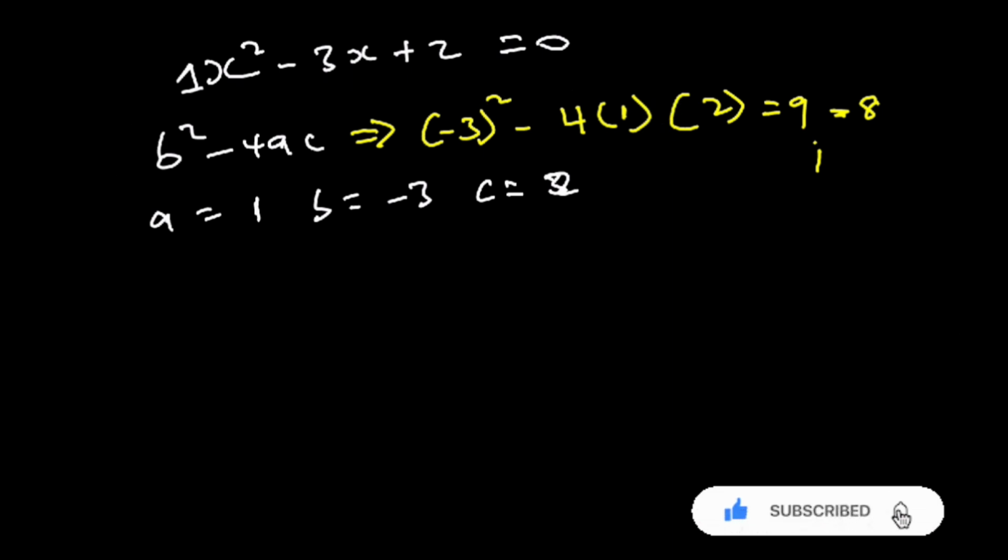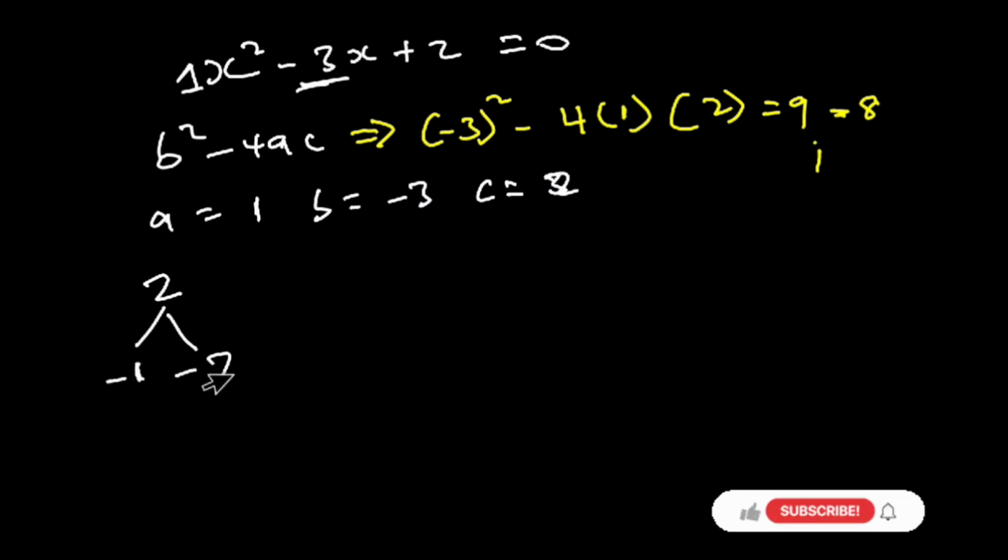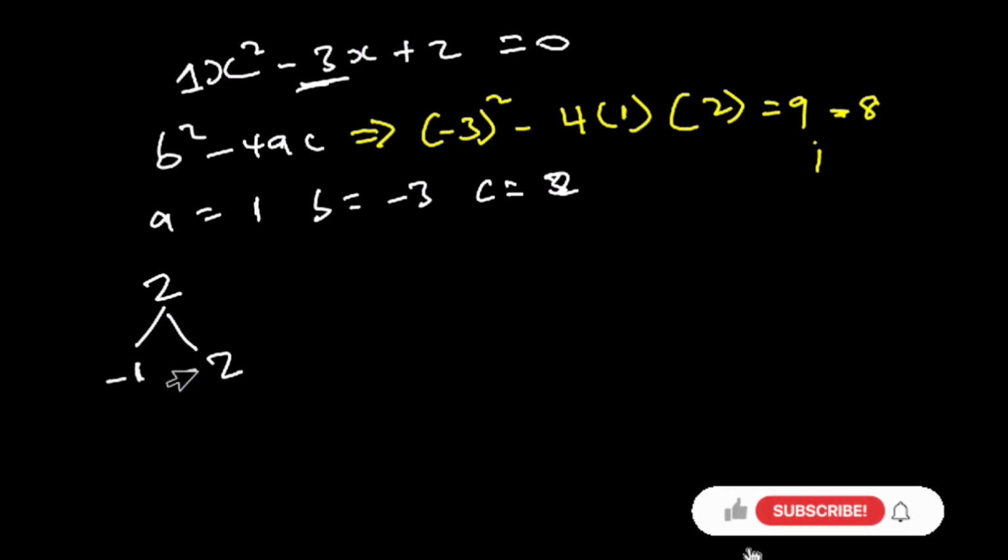Remember, the first thing we need to do is to multiply the coefficient of x squared with this constant. So in this case, the constant is 2, and the coefficient of x squared is 1. So 1 times 2 is equal to 2. We find two numbers so that when we multiply them, we get 2, and when we add them, we get negative 3. So those two numbers are negative 1 and negative 2, because negative times negative is positive, 2 times 1 is 2, and negative 1 plus negative 2 is going to give us negative 3.